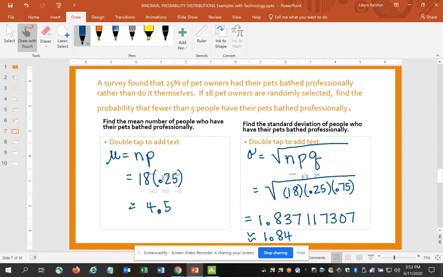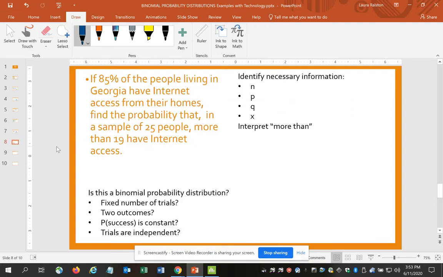Usually you get 2 places there. Okay, so it's purely a formula, purely a plug it in type formula. Okay, let me walk through one more.